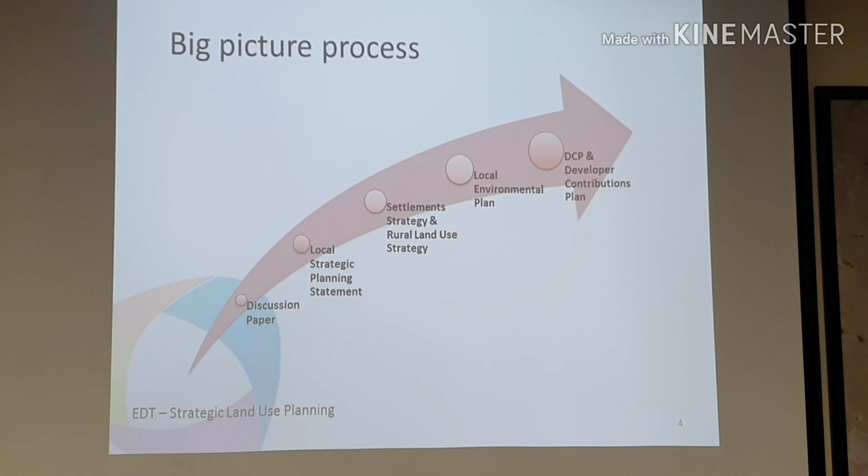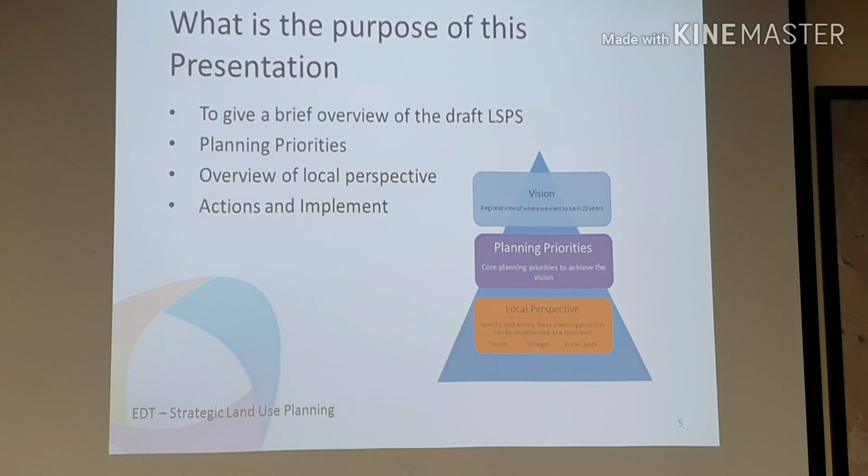So in terms of our internal process, about this time last year we put out a discussion paper and we had a preliminary consultation session where we took on board a number of different thoughts throughout the region on a whole range of local strategic planning issues. And now we've come up with this local strategic planning statement, which will be our overarching document, so that's where we are at the moment. And then on from there will be the more detailed land use strategies, the settlement strategy and the rural land use strategy, and then those implementation documents with the local environmental plan, DCP, and development contributions plan, to come later.